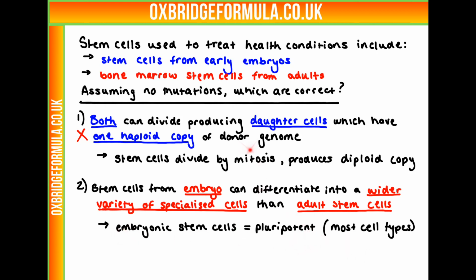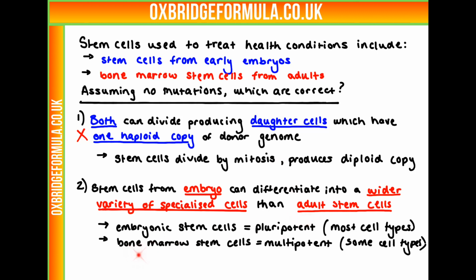And then our adult cells are going to be bone marrow stem cells, are multipotent, so they can only differentiate into some cell types. So pluripotency can differentiate into more than multipotent cells can. So therefore we know this one is correct.